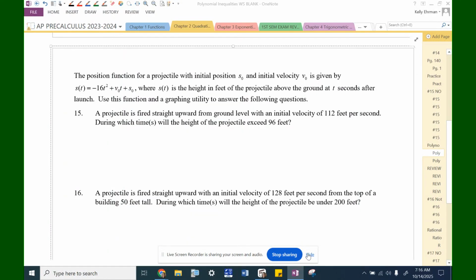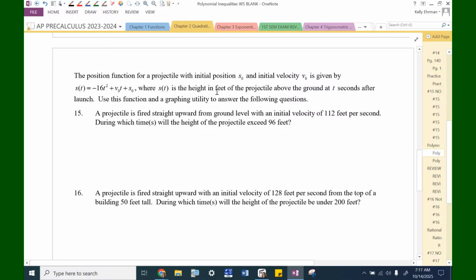All right, so I'm doing a separate video for the calculator part of this polynomial inequalities worksheet because I wanted to use Desmos this time instead of the graphing calculator. So just as a reminder, we have a position function, and for these different problems, we're going to be given different initial velocities and different initial positions to start with.